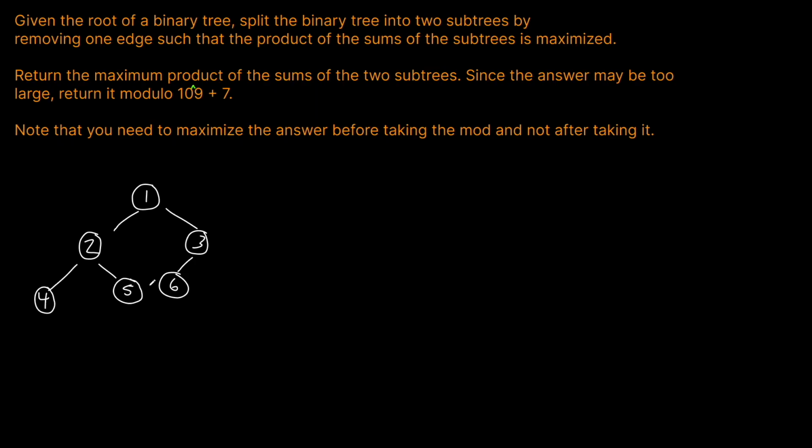Well, essentially what we want to do is figure out all the possible sums of our binary tree and then multiply it by the other side. So for example, if we were to just take this node 4, we would multiply it by the product of everything else. So the sums: 5 plus 2 is 7, plus 1 is 8, plus 3 is 11, plus 6 is 17. So that would be one product.